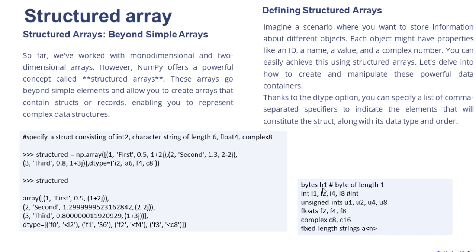So these are the different data types that you can actually use within your structures. If you want to store bytes, B1. If you want to store integers, depending upon the length, you can have I1, I2, I4, I8. You can also have unsigned integers U1, U2, U4, U8. You can have floating point numbers, where the data type is F2, F4, F8, and complex numbers C8, C16. And if you want to have strings, then you can write a fixed length: A of n, where n can be any number. If I write A6, then I can have a string of up to 6 characters.